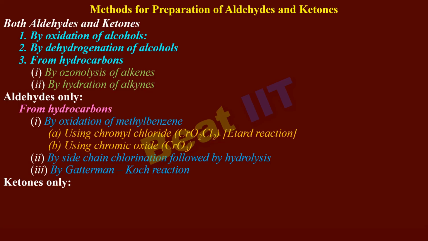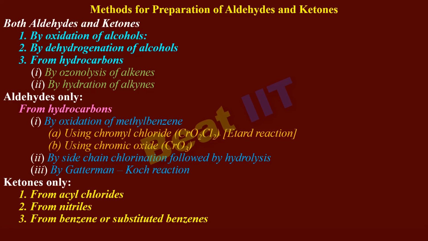Then we talked about the methods applicable for ketones only. In this case, the first one was from acyl chlorides. In this one, we got acyl halides reacted with alkyl cadmium. That alkyl cadmium was produced during the reaction itself, and we got ketones. Second one from nitriles. In this case, we got nitriles reacted with Grignard reagent. We got the intermediate, and the intermediate on hydrolysis gave us ketone.